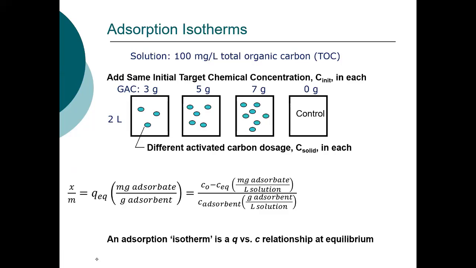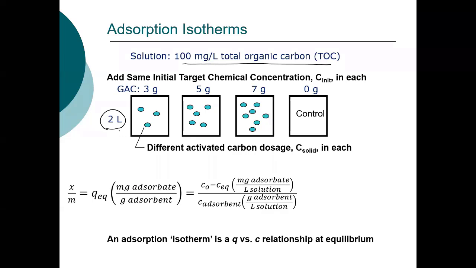So we can think about this now as an example where in this case we have 100 milligrams per liter of total organic carbon. We add 2 liters of that solution into 4 beakers. So this is typically how we would do what we refer to as an isotherm experiment. It's iso, same therm, temperature. So we want to do these at the same temperature. So we've got these 2 liters of solution containing 100 milligrams per liter. So this is our initial concentration.